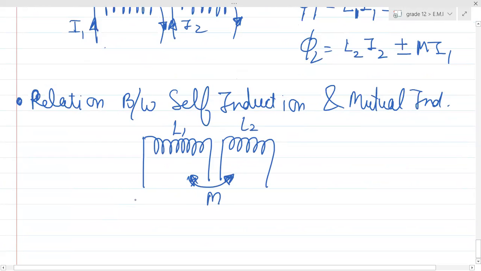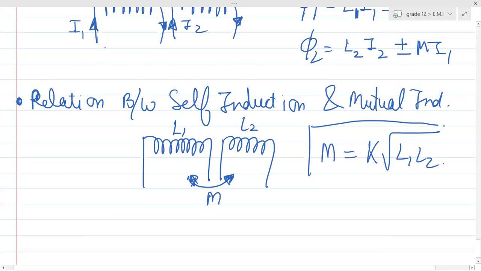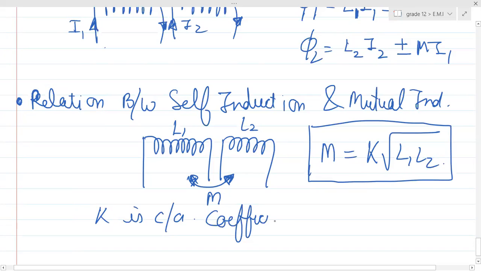Then there is a relationship between this mutual induction and these: M is equal to K times the square root of L1 L2. This K is called the coefficient of coupling. Out of syllabus things, guys, school level out of syllabus. They will just mention it. I think they have just mentioned the name, nothing more.